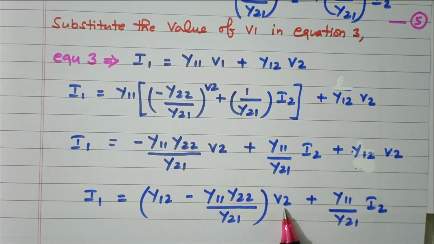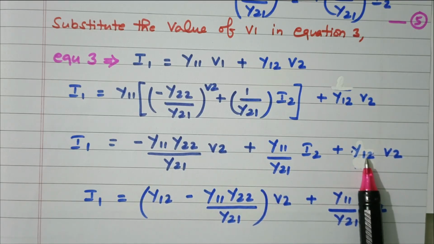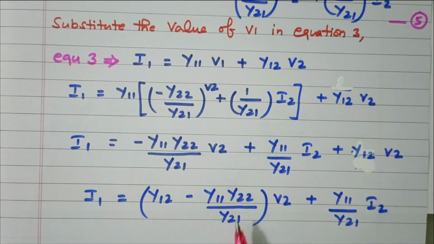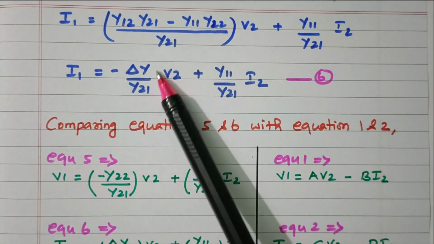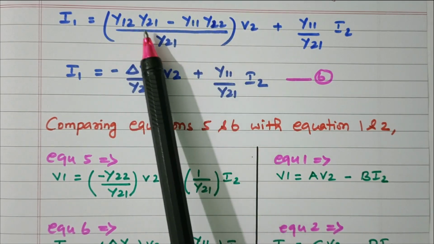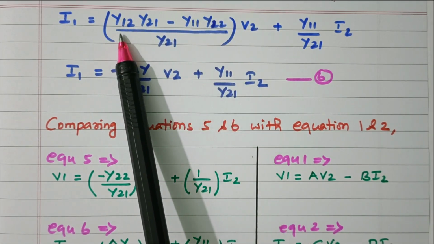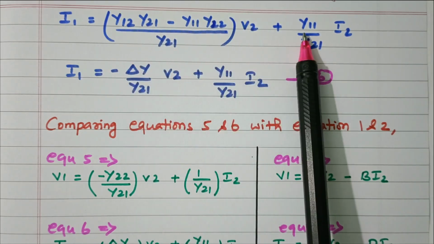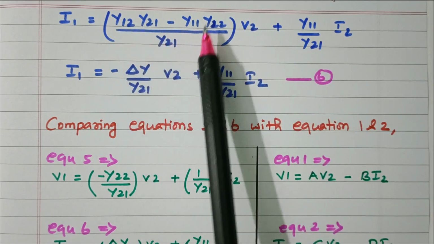Now this V2 is commonly available in the first and third terms. We can take this V2 outside. So first write this term Y12 minus Y11 Y22 divided by Y21, into V2, plus this term. For the next term, we will take the LCM for further simplification. While taking LCM, Y21 is taken commonly, so it is multiplied on that side. So Y12 Y21 minus Y11 Y22 divided by Y21, and the second term is there. So this term can be written as delta Y.